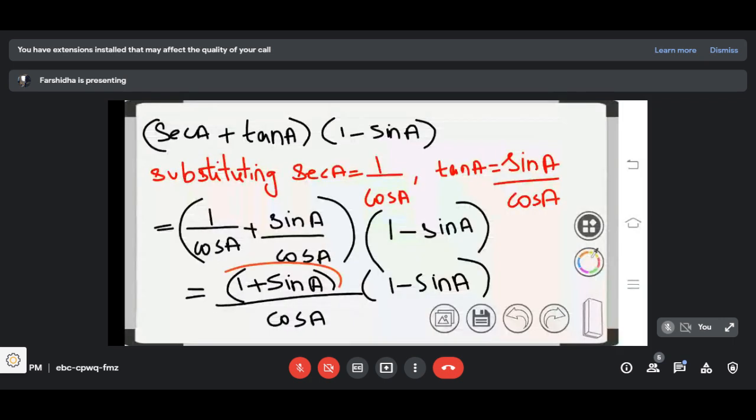Now see here, 1 plus sin A into 1 minus sin A. This is also in the form of the third identity, A plus B into A minus B. So here your A is 1, B is sin A. We need to change it in the form of A square minus B square.